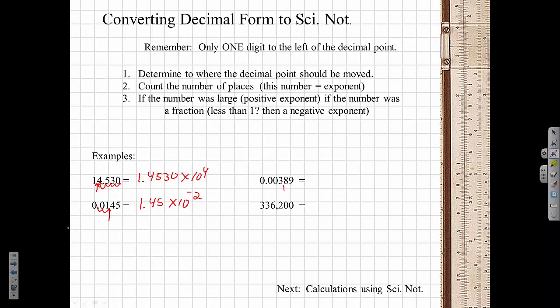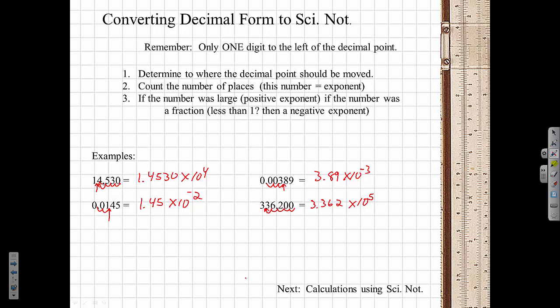Right. Similarly here, this is going to be 3.89. And we move the decimal 1, 2, 3 places over, so times 10 to the negative 3. And lastly, we want the decimal there, so it's 3.362 times 10 to the what? Well, the decimal is here, and we move it 1, 2, 3, 4, 5 places. It's a large number, so it gets a positive exponent, 10 to the 5th. Right. So you should be able to convert from decimal form to power of 10, and this is what we just did, and also backwards from power of 10 to decimal.